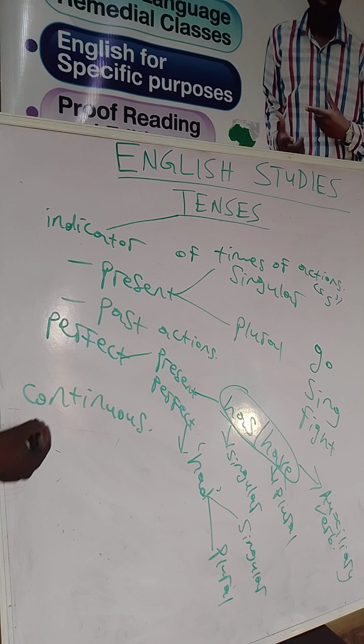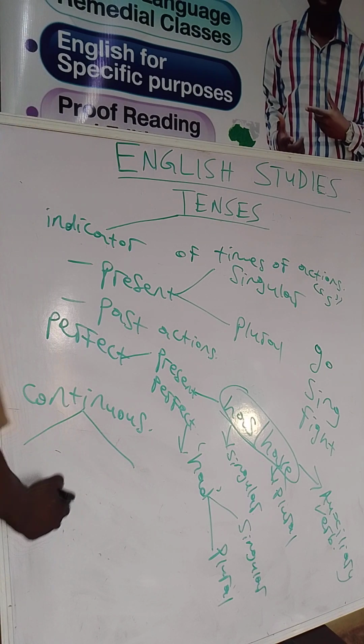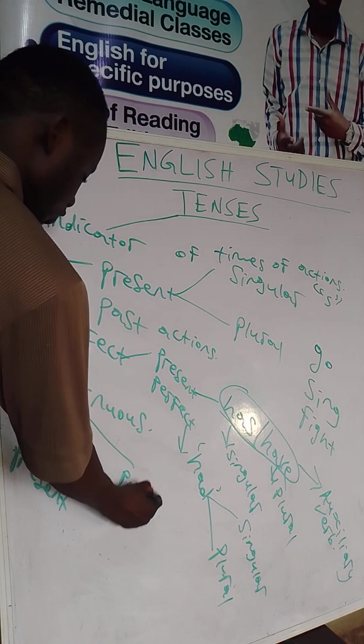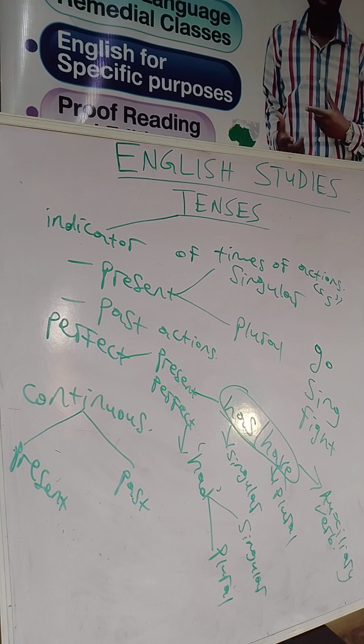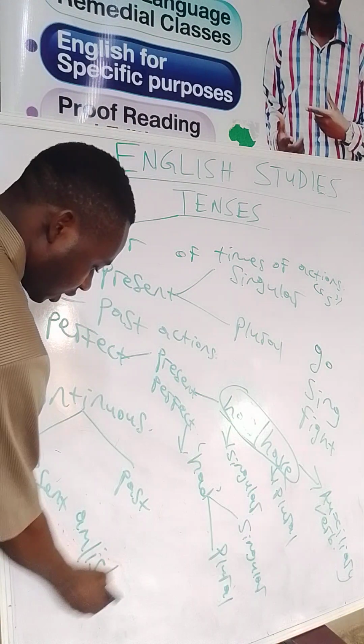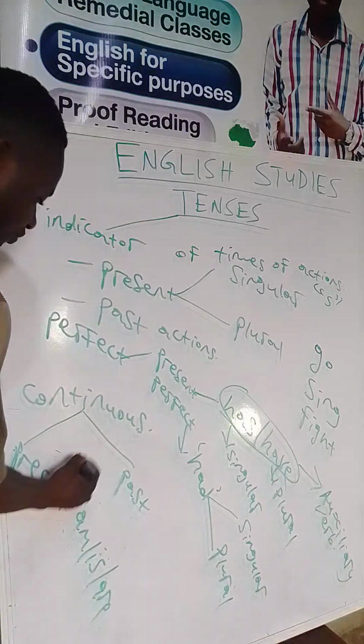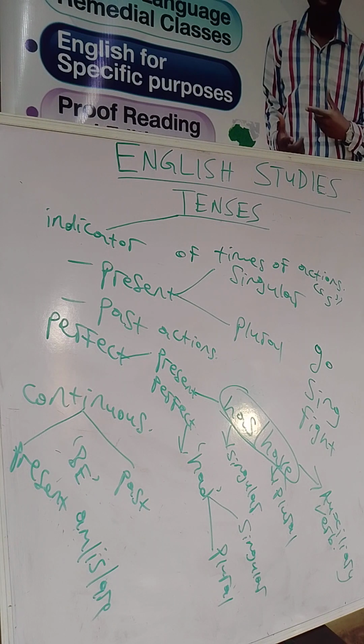So when you talk about the continuous tense, it can either be the present continuous or the past continuous. The present continuous is what you are doing at the moment and is continuous, or progressive. It uses am, is, are, the auxiliary verb be, plus the -ing inflectional verb. Say I am going to the market. She is going to the market. They are going to the market. Am is singular, while are is plural. So you have it by that.